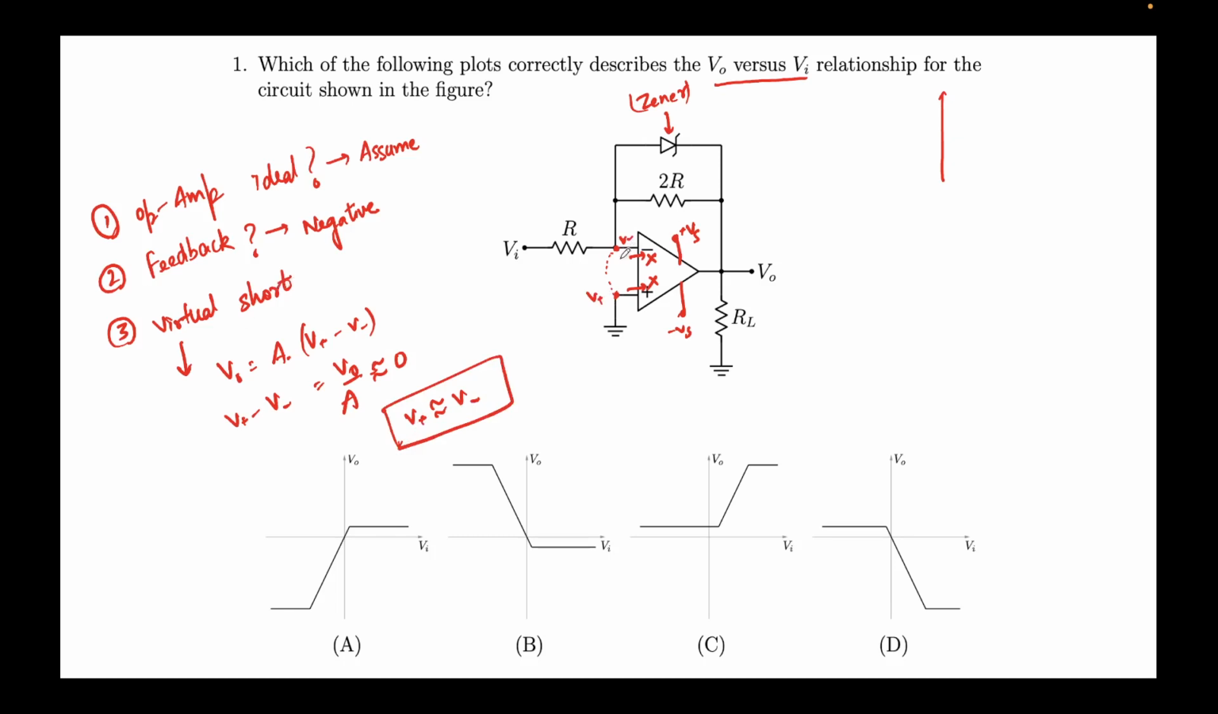What this means is that this node and this node, both the inverting and non-inverting inputs of the op-amp, are almost at the same potential. Note the word almost. This is a very interesting feature, which we'll frequently use to solve circuits relating to op-amps. All right, so these are the three things that we'll keep in mind.